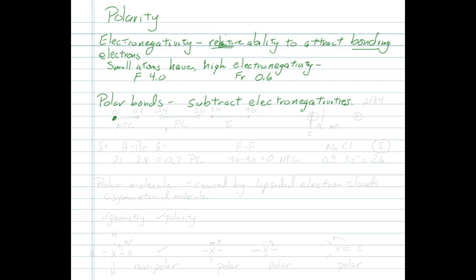And it runs like this. If it is between 0 and 0.4, it is nonpolar covalent. If it is between 0.4 and 2, not including 0.4 or 2, it is polar covalent. And if it's between 2 and 4, then it's ionic.